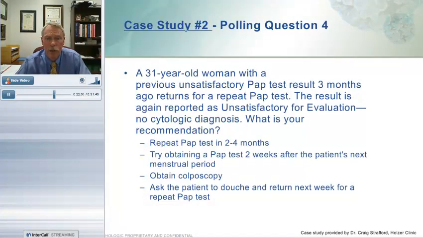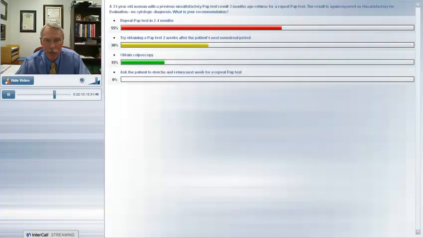The next polling question is that of a 31-year-old woman with a previous unsatisfactory Pap smear 3 months ago, and she returns and her Pap smear is again unsatisfactory. What would you do next? Repeat the Pap smear in 2 to 4 months. Try obtaining a Pap test 2 weeks after her next menstrual period. Obtain colposcopy, or ask the patient to douche and return next week for a Pap test.